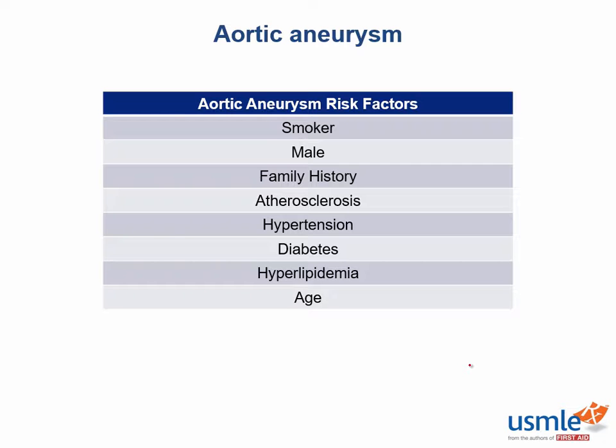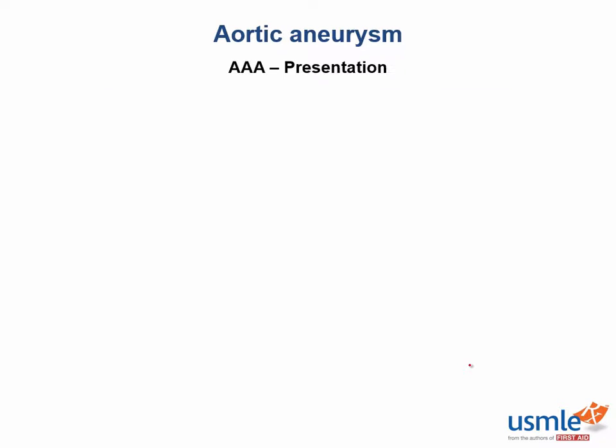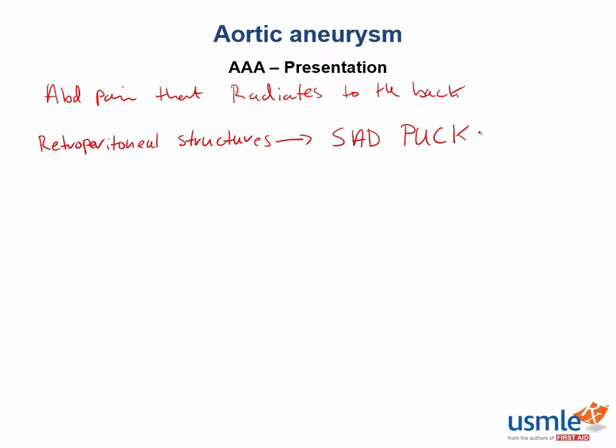So what do you think an abdominal aortic aneurysm presents like? There you go, it's going to be with abdominal or back pain. And if they have abdominal pain, it's most likely going to be radiating to the back. And why do you think the pain radiates to the back? Well, the abdominal aorta is a retroperitoneal structure, which leads to referred pain to the back. Now, if you need to review retroperitoneal structures, you can do this from the GI section, and there's a great mnemonic for it: SAD pucker.